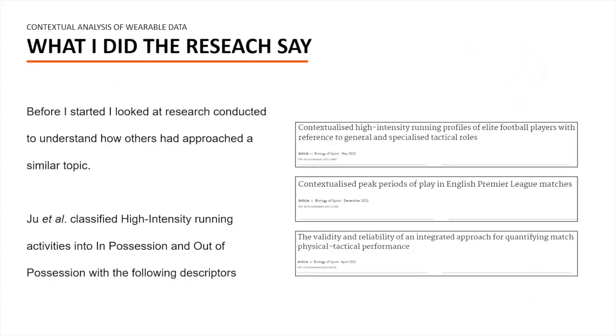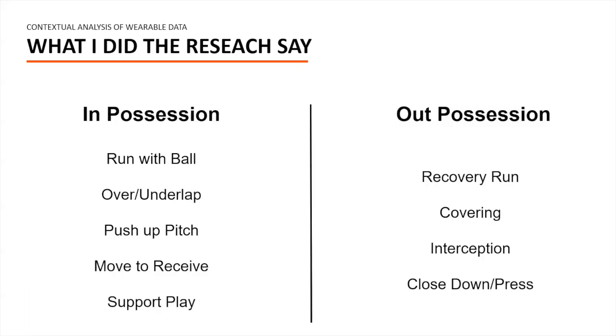Before we get started, I did some research to understand how others had approached a similar topic, and I found that Ju, who works for KFA as a data scientist, classified high-speed running activities into in-projection and out-projection. Then here are a number of sprint types which are classified.